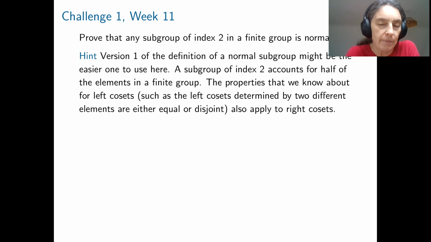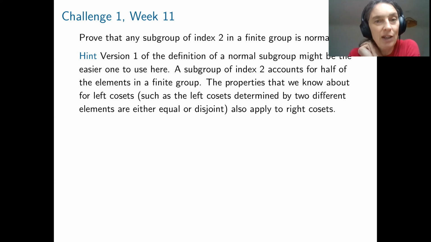And just bear in mind, a subgroup of index 2 in a finite group is a subgroup that consists of exactly half of the elements of the group. So for example, a typical and nice example is the subgroup of any dihedral group that consists only of the rotations. That's a subgroup of index 2. And the assertion is that any subgroup of index 2 is normal, and your challenge is to prove that.